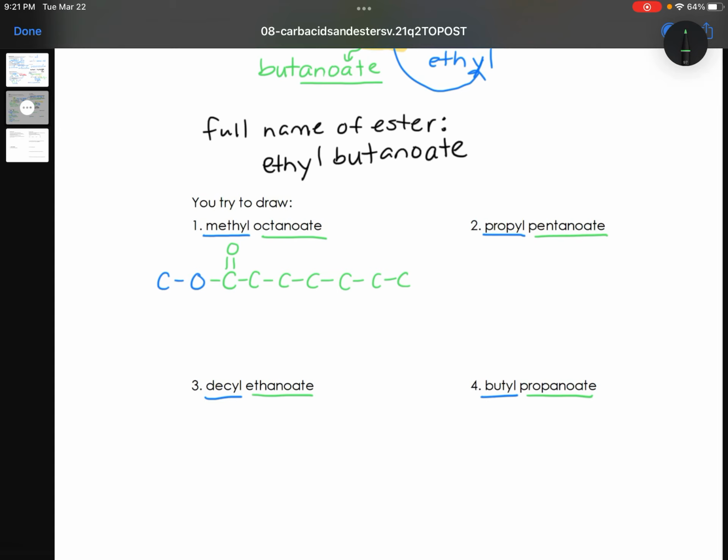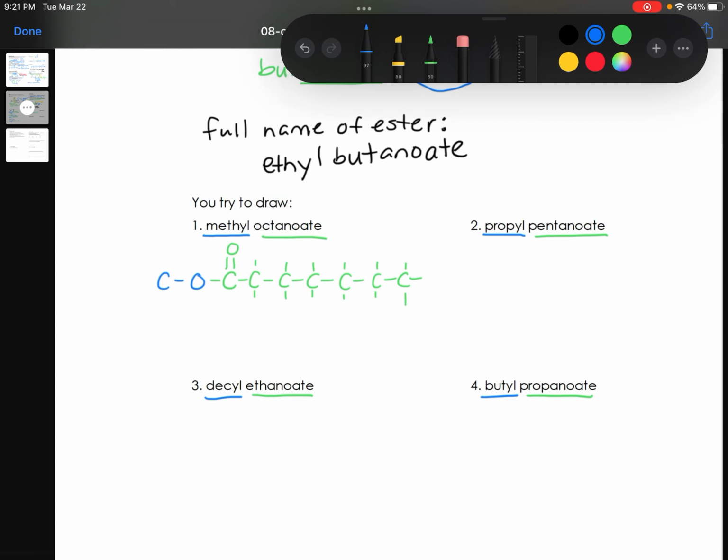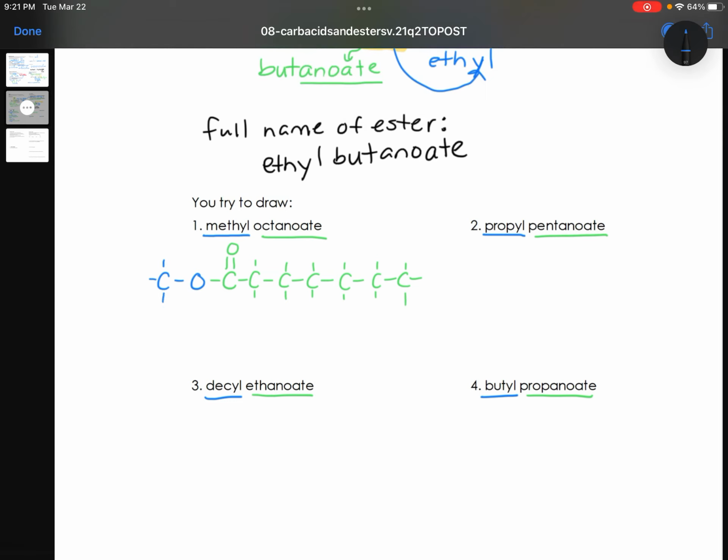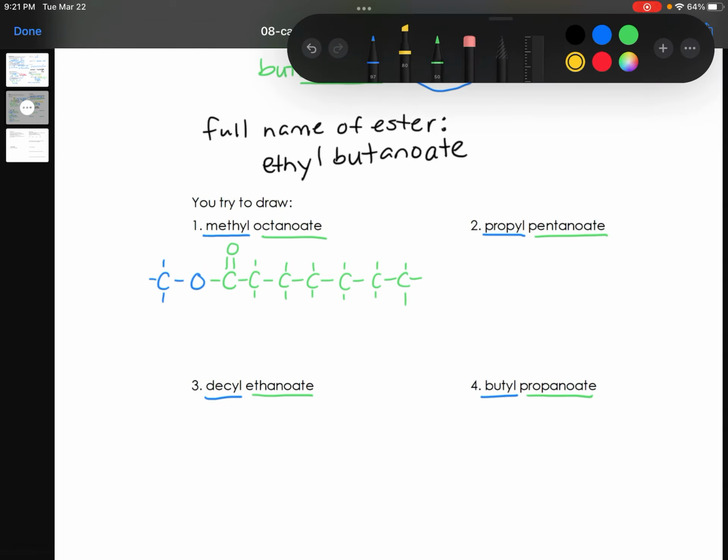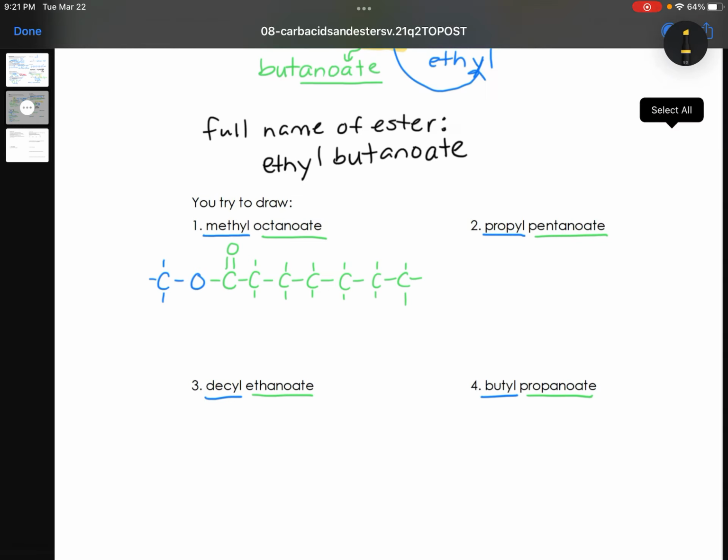Okay, so you can do the same thing if you have been writing out the chain and then going back and putting in the appropriate number of ticks to make sure that each carbon has 4 bonds. So the carbon that has the C double bond O is full. It's got 2 bonds to the oxygen, double bond O, and then a bond to the single oxygen and a bond to the rest of the carbon chain.